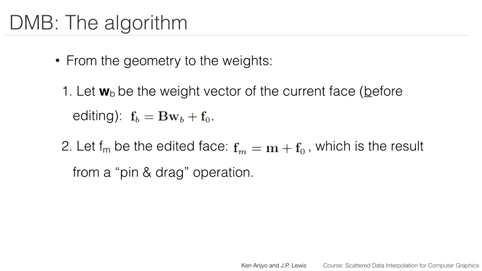First, W0 means the current face weights. So that means before editing, we suppose that we have that expression for face. Then we make some pin and drag operation. Then we have a new geometry. And in that case, the result is described as shown in number 2. So Fm equals m plus F0. Fm is a new face.